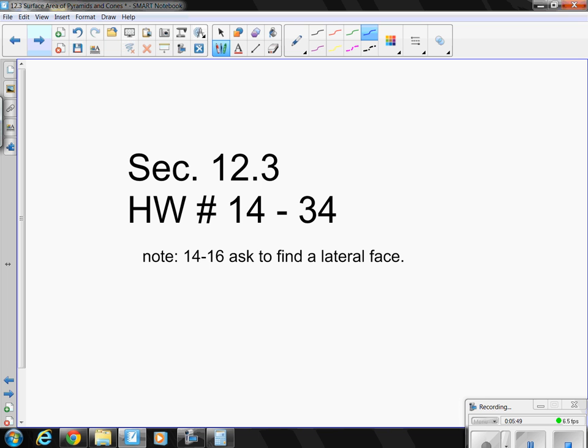Okay, a little bit shorter video, just 2 new formulas. You apply the formulas the same way. Make sure you know what the slant height means. It's measured at an angle. Sometimes they'll give it to you, sometimes you'll have to use the Pythagorean theorem.